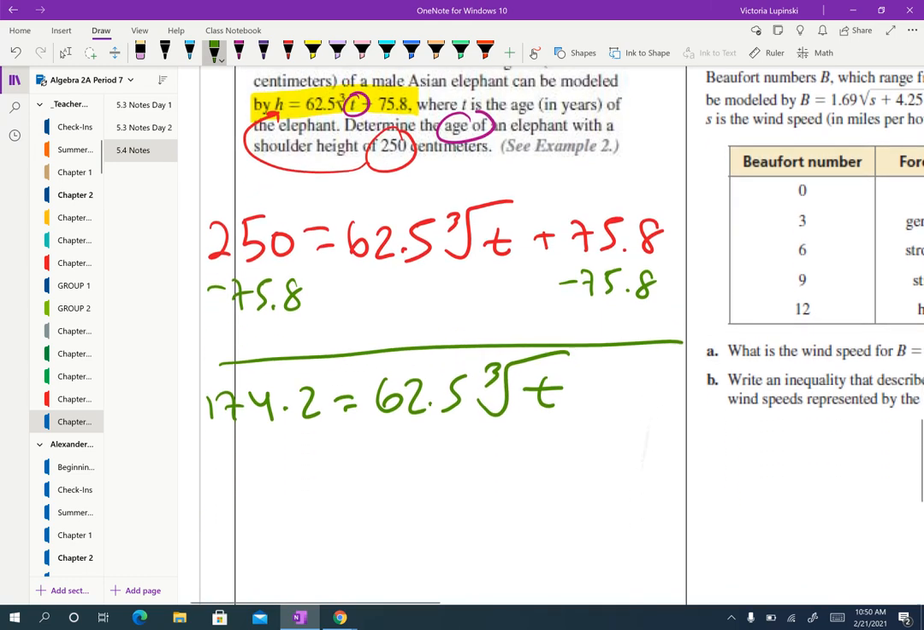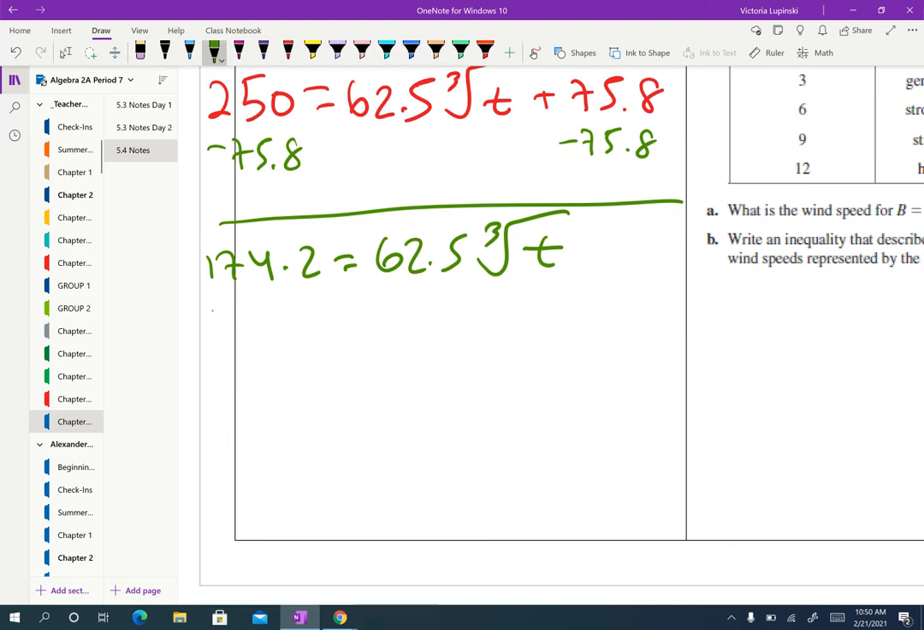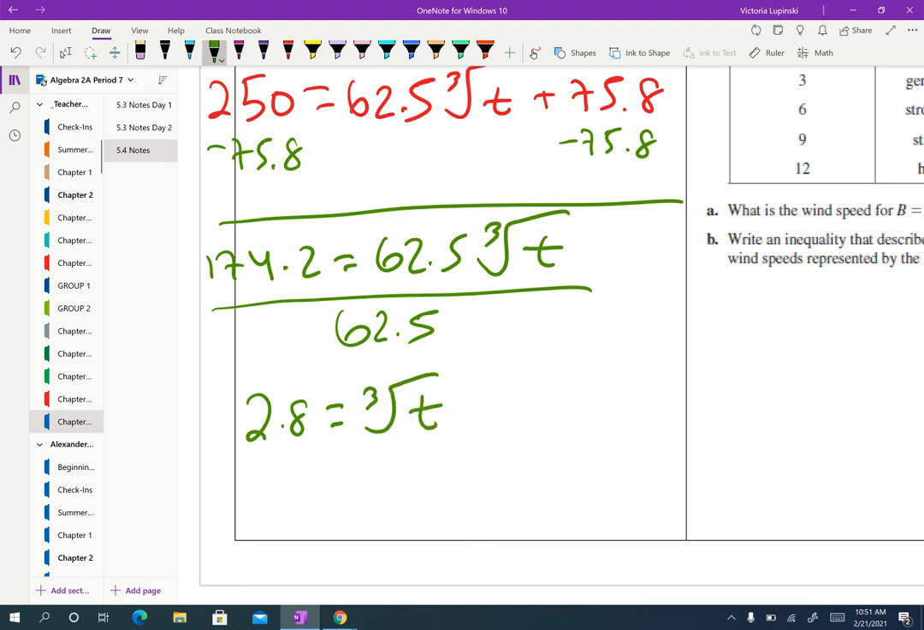Then you want to make sure you isolate that radical. So you're going to go ahead and divide both sides by 62.5. That's going to give you 2.8 is equal to the cube root of t.